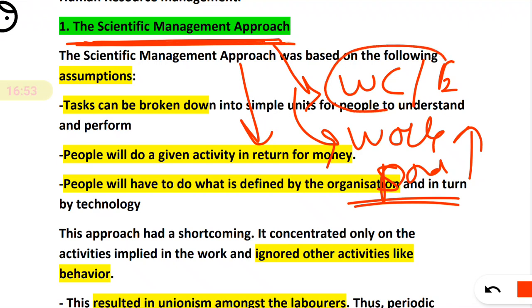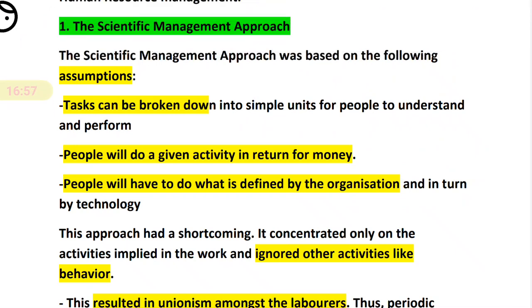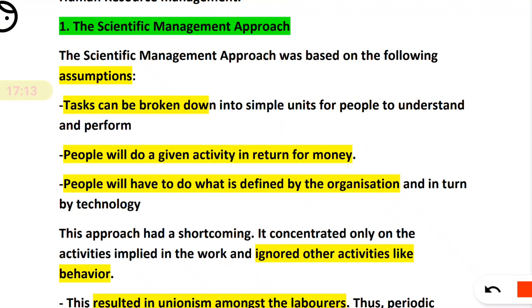They do not consider the working conditions, so better working conditions are completely ignored in case of the scientific management approach. Remember, better working conditions are completely ignored. They just want profit, so they will apply some scientific process. How, that we will discuss here. Very first, the scientific management approach.